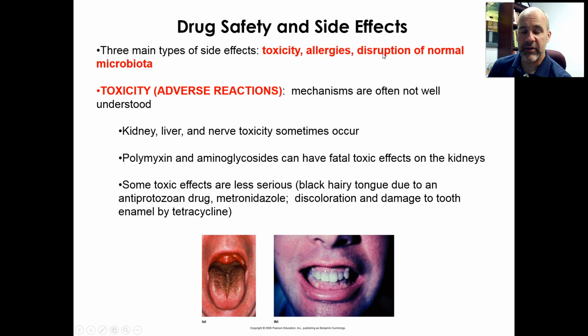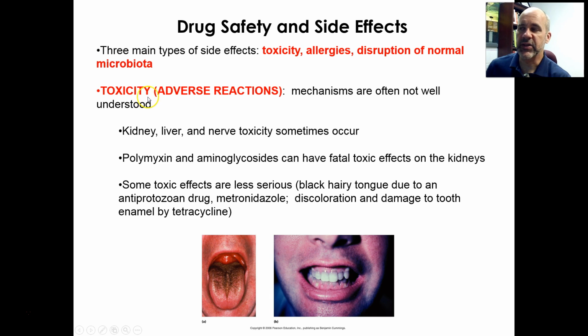Disruption of the normal microbiota, so we've talked about that many times before. If you take an antibacterial drug, guess what? If it's a strong, broad spectrum one, it's going to wipe out a lot of your normal microbes, in addition to the bacterial pathogen that's causing your infection. And then when that occurs, it opens up all this landscape on and inside your body for other microorganisms to flourish. They no longer have those normal microbes as competitors, and so that can lead to problems like yeast infections or C. diff bacterial infections. We've talked about that more than once during the semester.